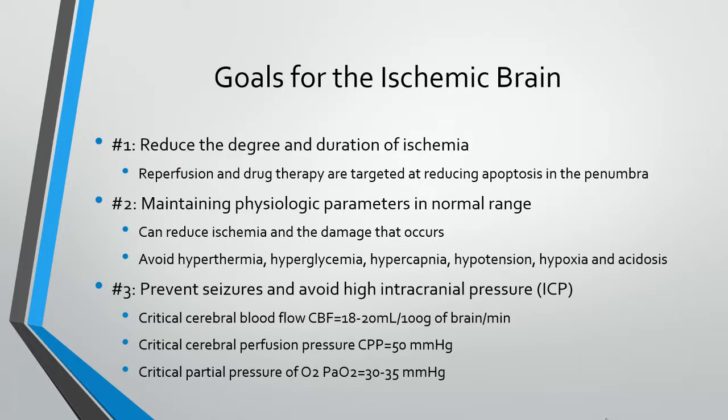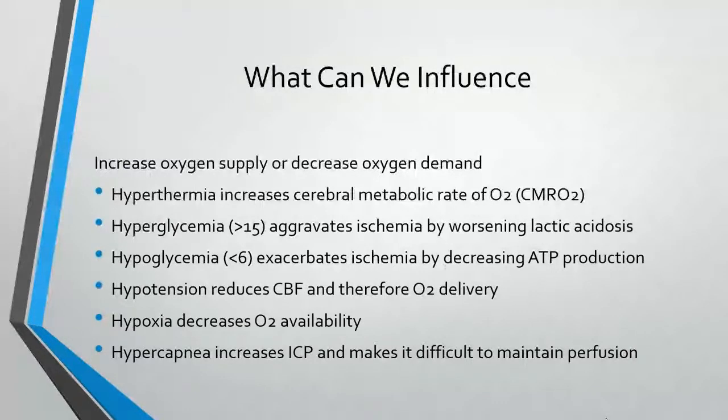So we want to make sure that we have good cerebral perfusion pressure. If we have high ICP and we have maintained our normal MAP, we're obviously going to decrease our cerebral perfusion pressure. So we want to make sure to keep that above 50. Through that, we want to make sure that we're having good blood flow to the area. Blood carries oxygen, so we want to make sure that the blood flow to the area is at least about 20 mL per 100 grams of brain per minute. And then we want to make sure that the oxygen being supplied to the brain is 30 to 35 at a minimum, preferably higher.